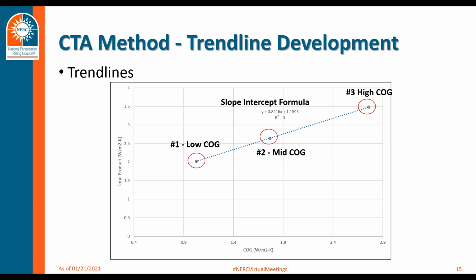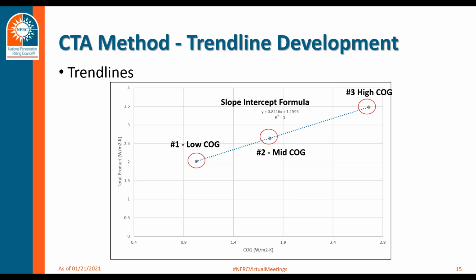Now that we know what criteria results in how many trend lines are developed, what exactly does a trend line look like and how is it developed? The trend lines are required to be developed by plotting 3 points and determining a slope-intercept formula. The 3 points simulated are the product line's highest, mid, and lowest U-factor glazing options in the product matrix, and used to obtain total product results based on the categorization we just discussed on this prior slide.